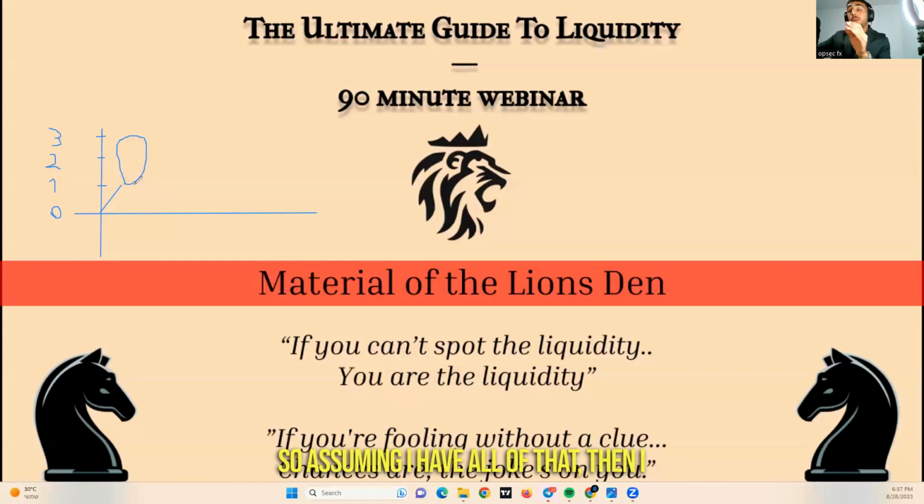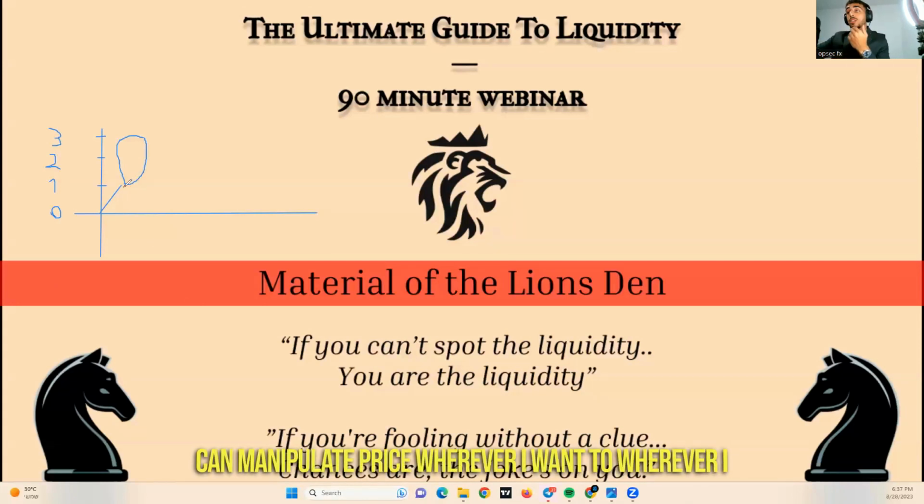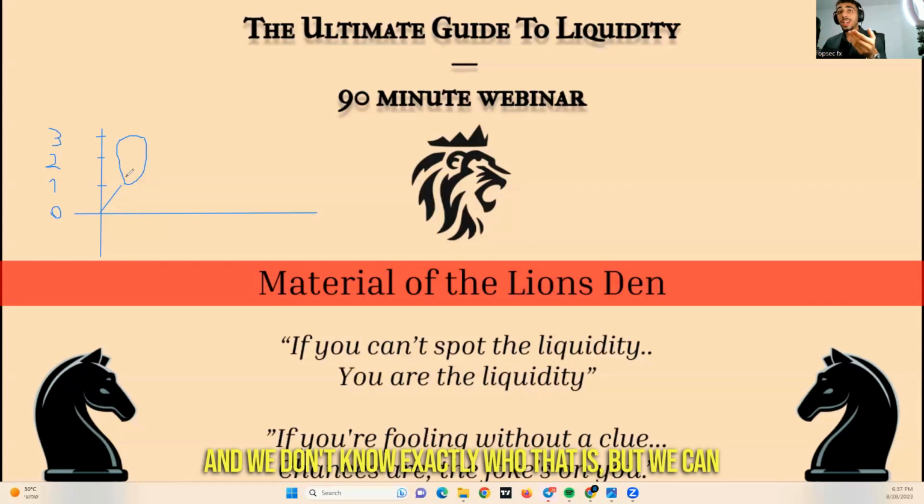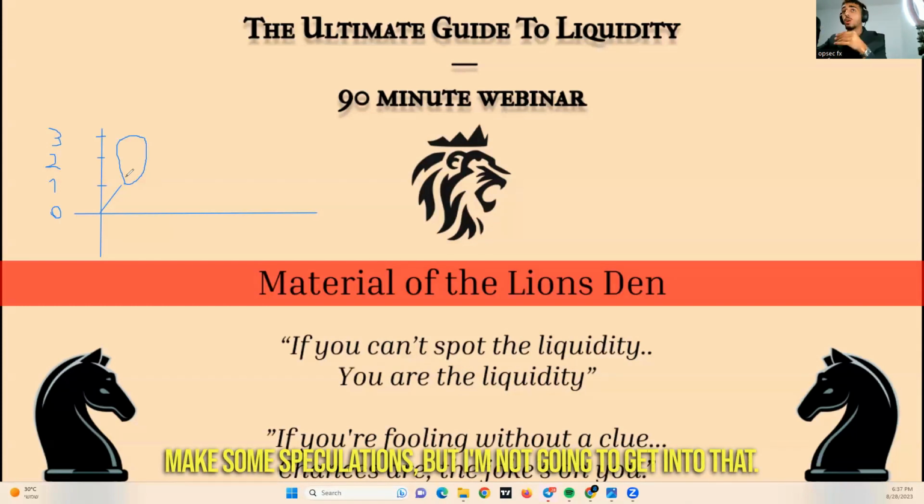So assuming I have all of that, then I can manipulate price wherever I want, to wherever I want, whenever I want, because there's no competition. I have a monopoly, pretty much. Okay? That is how anyone can manipulate price, assuming they have enough money. And unfortunately, there's only one entity which can manipulate price. We don't know exactly who that is, but we can make some speculations, but I'm not going to get into that.